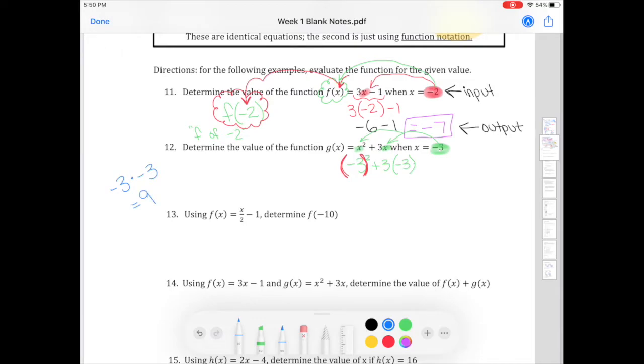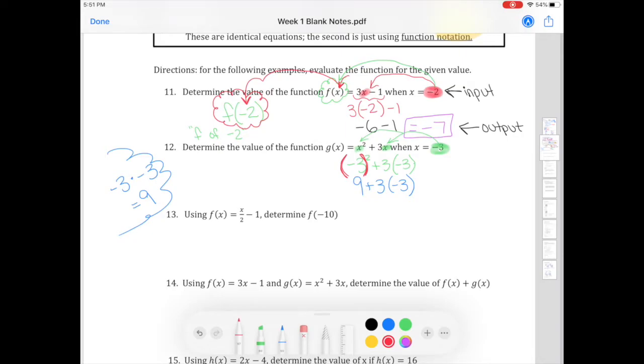Or think of it to yourself as -3 times -3, and a negative times a negative is a +9. So the correct answer is +9. If your calculator gives you that, awesome. If not, you have to put those parentheses around it, or just think of it like this. You can even plug in -3 times -3 in your calculator. It'll give you +9.